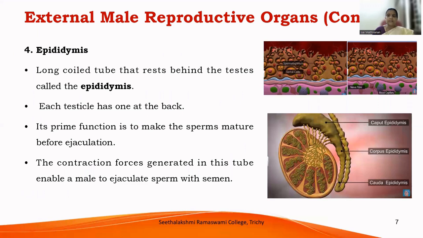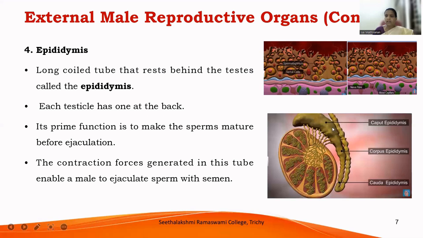And the fourth one is the epididymis. The epididymis is a long coiled tube that rests behind the testis. Each testis has one epididymis at the back. The epididymis has three different segments.